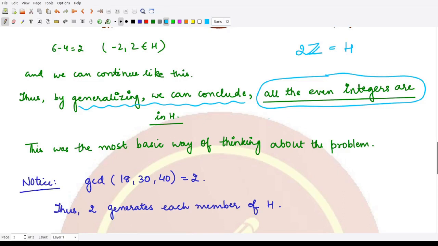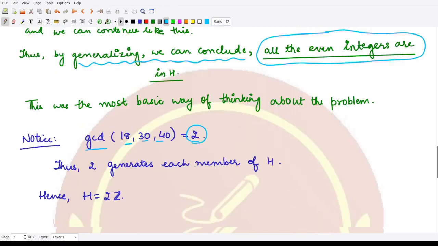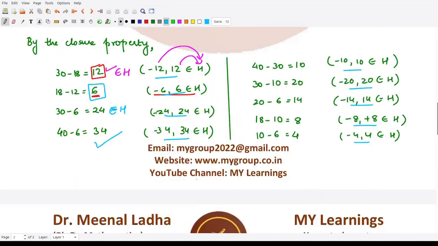Another thing you can notice is that if you calculate the greatest common divisor of these three members, 18, 30 and 40, it comes out to be 2. So by this 2 you can generate each member of your subgroup H. That means you can write your H as 2Z, which consists of all the even integers, right? So this is how you can solve this question.